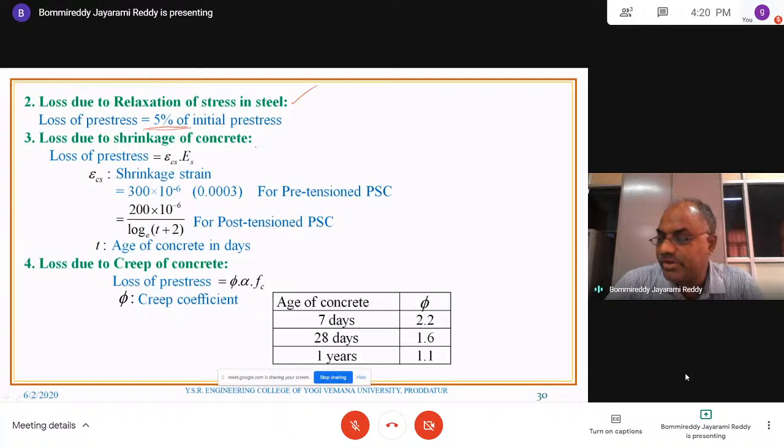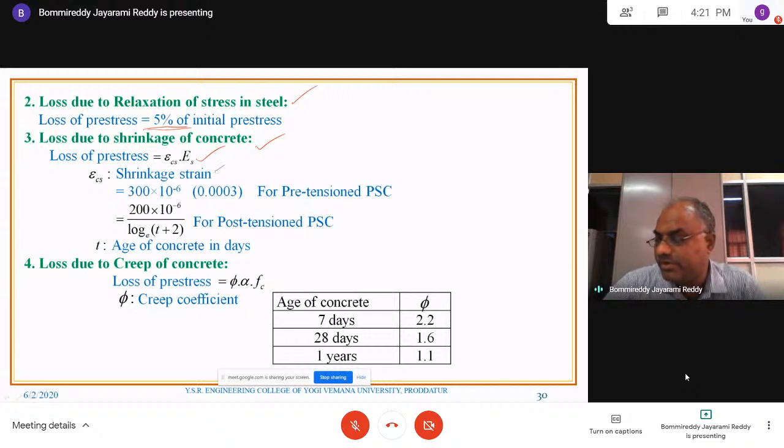Then loss due to shrinkage of concrete. Sometimes concrete shrinks, and because of the shrinkage, the loss of pre-stress will be the shrinkage strain, ECS, multiplied by the modulus of elasticity of steel. So what is ECS, the shrinkage strain?